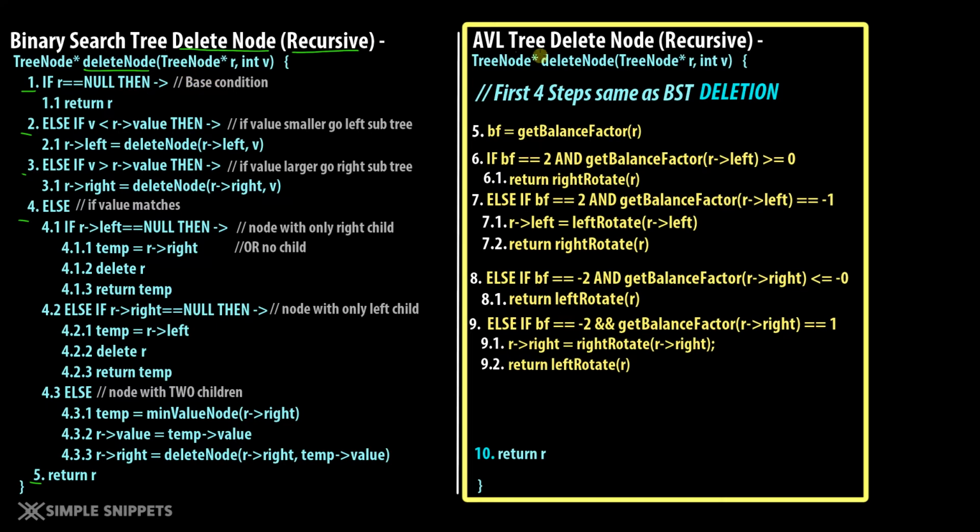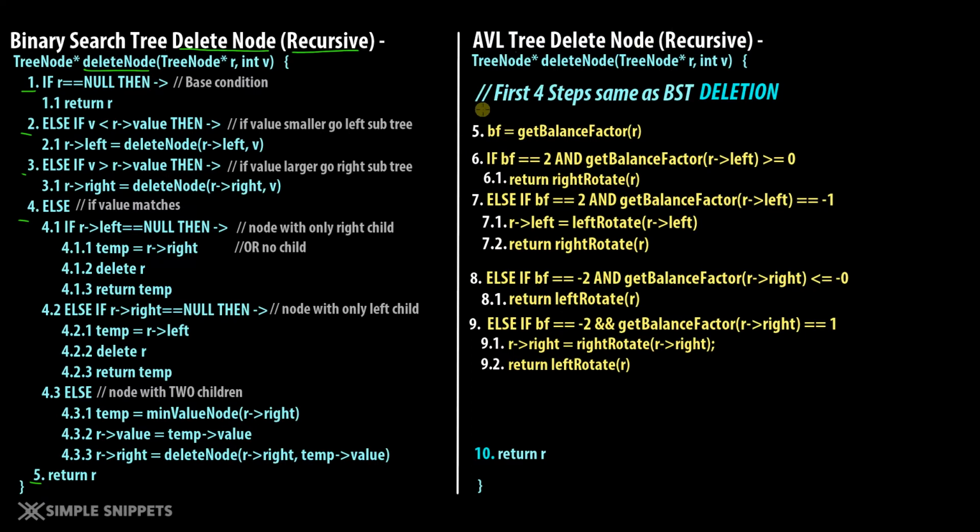And on the right hand side, you can see we have the AVL tree delete node operation, and again the pseudocode for AVL tree. However, the first 4 steps are the same as binary search tree deletion, which means that step number 1, 2, 3 and 4 are going to be exactly the same in the delete node operation of AVL tree. That makes sense, right? Because an AVL tree is nothing but a binary search tree only. However, an AVL tree has an extra property that it is always balanced.